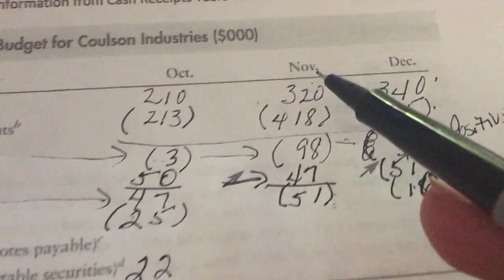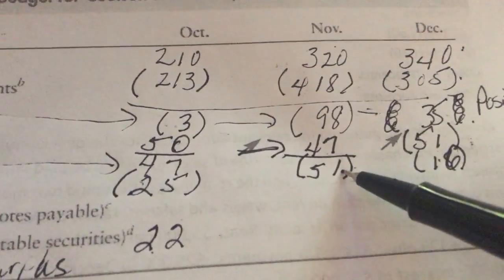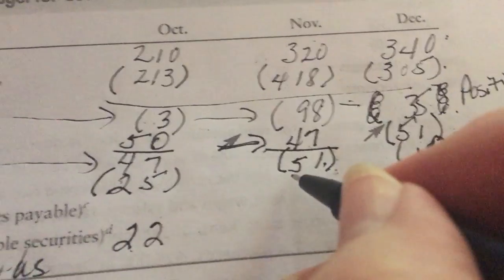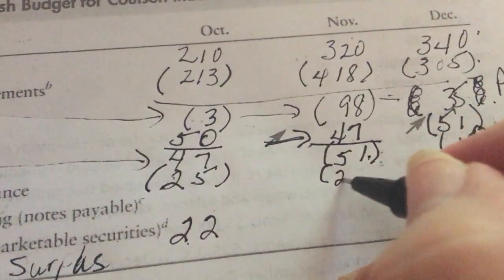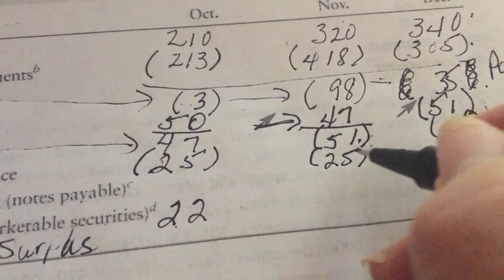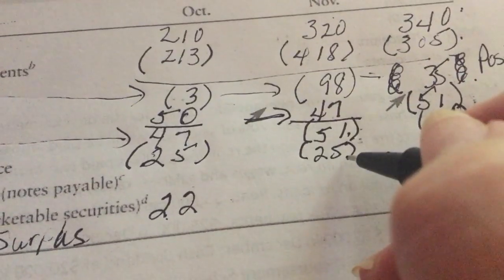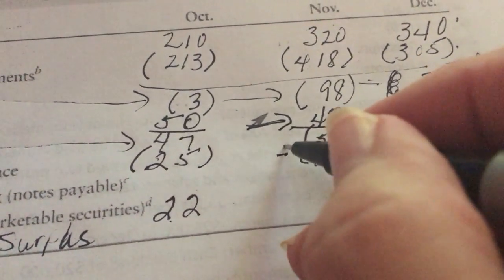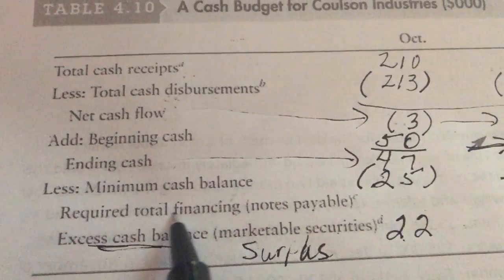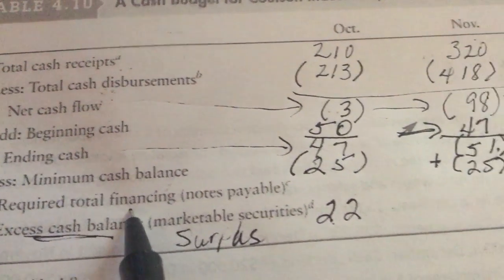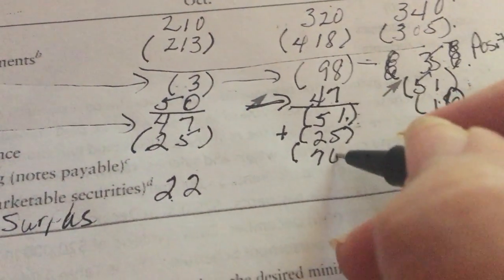Now let's go to the next one. November, you had a negative ending balance of 51. We want to keep 25. That's what we're looking at here. Minimum cash balance. You want to keep 25 in the account. So -51, -25. What you would be doing is adding two negatives here. So you're going to have a deficit. You're going to need financing. So that means here we have a -76.